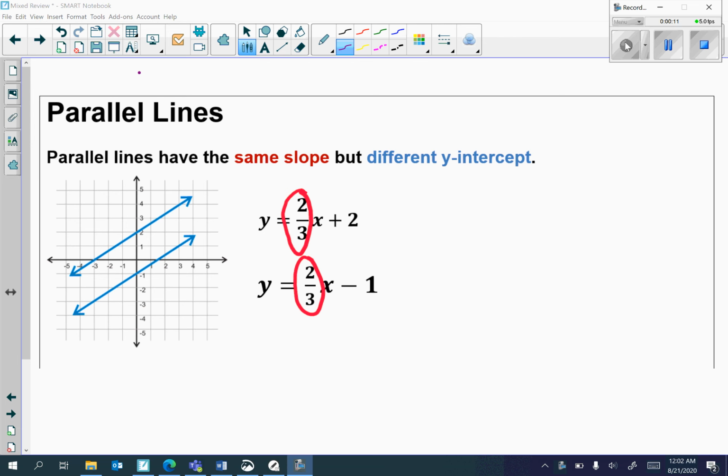First we have parallel lines. Parallel lines have the same slope but different y-intercepts. If you look at the graph and the equations, we have y equals 2/3 x plus 2 and y equals 2/3 x minus 1. Remember, the slope is m, which is before the x value. They both have 2/3, meaning parallel lines have the exact same slope.